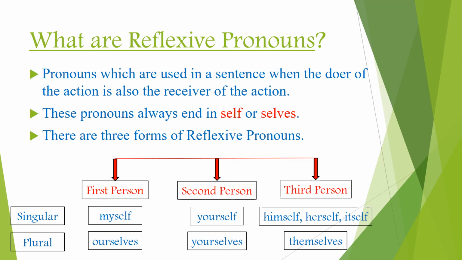Okay, so the first person singular reflexive pronoun is myself. So if I am talking about me, myself, I use the first person singular reflexive pronoun myself. And the plural form of the first person reflexive pronoun is ourselves. Myself, ourselves. Okay, we move on to the second person reflexive pronouns. Singular is yourself.